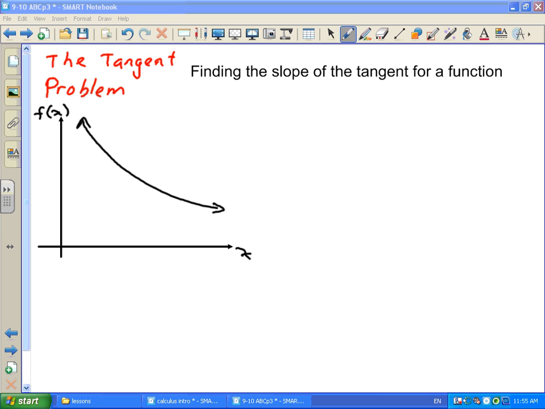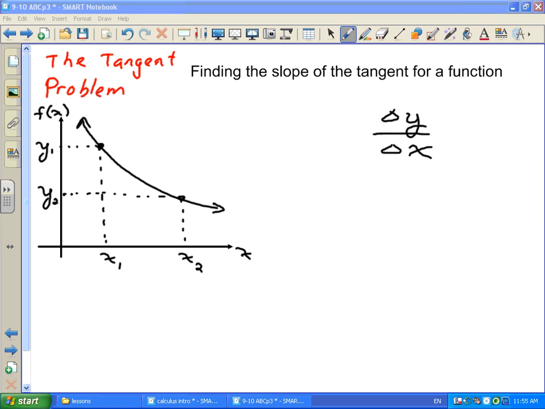If we're finding the slope of the tangent, we want to find slope. So what we want is delta y over delta x. So we want to pick some point on here, call that x2. We want to have some other point up here, we'll call that x1. And this will be y1, and this will be y2. And this curve that I've drawn here is our function f at x.